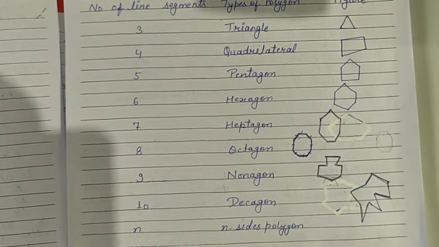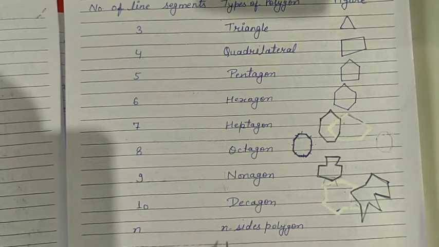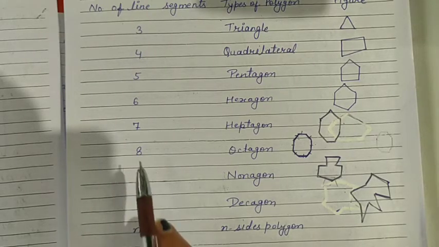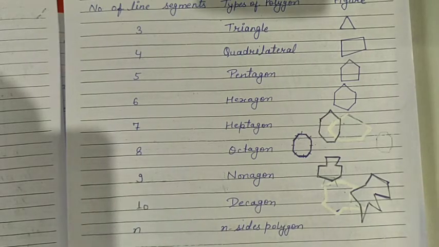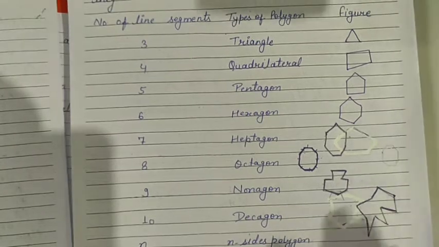Okay, you can easily name them as n-sided polygons. It means 8-sided polygon, 9-sided polygon, 10-sided polygon, 20-sided polygon. So these are the types of polygon depending upon the number of line segments they have.